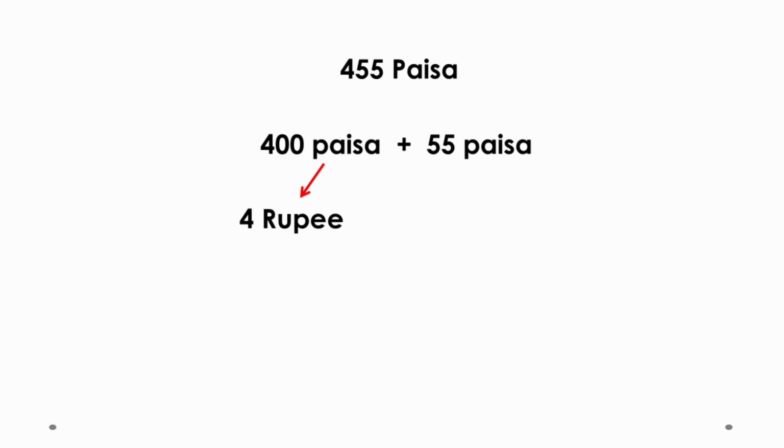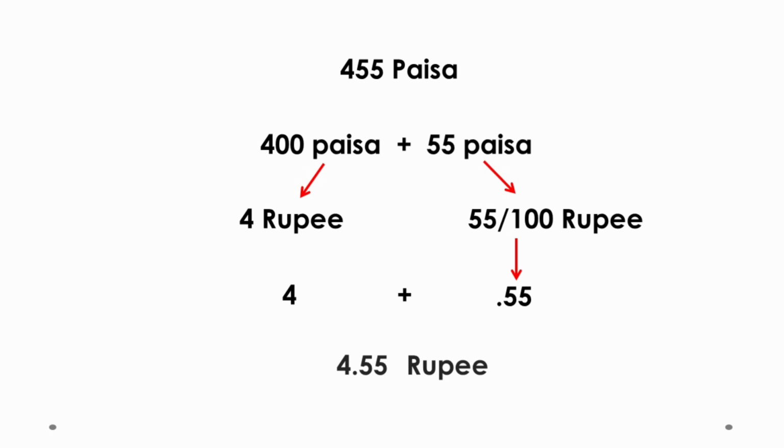We can split 455 paisa as 400 paisa plus 55 paisa. 400 paisa are equal to 4 rupees and 55 paisa is equal to 55 by 100 rupees. 55 by 100 can be expressed as 0.55. So 4 plus 55 paisa, or 455 paisa, is equal to 4.55 rupees.